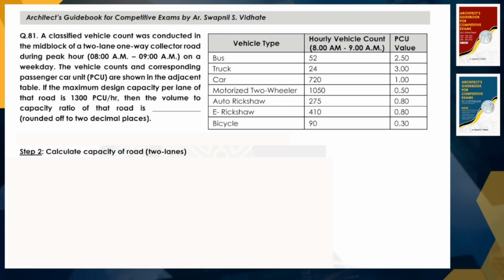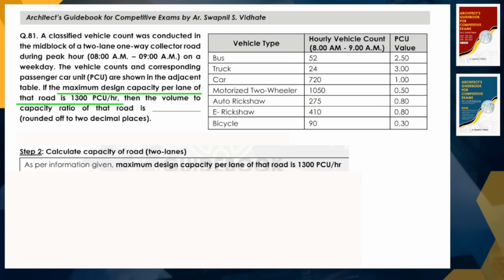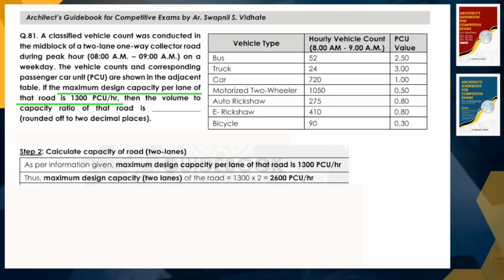Then step 2, we will calculate the capacity of the road. That means two lanes. As per the given information, the maximum design capacity per lane of that road is 1300 passenger car units per hour, right? If you read the question carefully, they have mentioned the maximum design capacity per lane of that road is 1300 PCU. So multiplied by 2, we will get the maximum design capacity for both the lanes. So it will be 2600 passenger car units per hour.